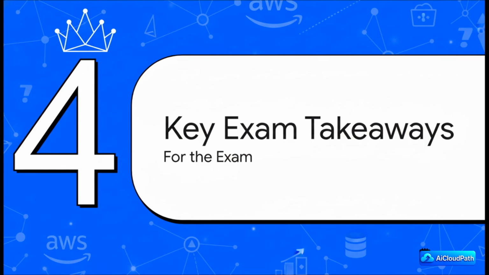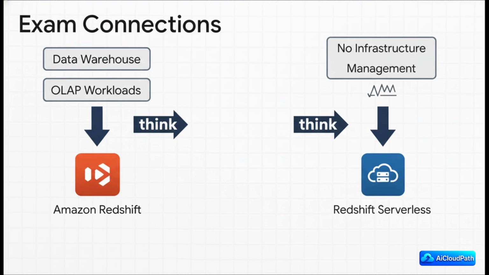Okay, we have covered a lot of ground. If you happen to be studying for a certification, you're going to want to pay close attention to this next part. Let's boil everything down to the absolute essentials. All right, let's lock these connections in. For any exam scenario, if a question mentions a data warehouse or OLAP workloads, your very first thought should be Amazon Redshift, period. Now, if it adds that you need no infrastructure management or it's for unpredictable workloads, that's your cue to zoom in specifically on Redshift Serverless. Got it? These are the core ideas to remember.